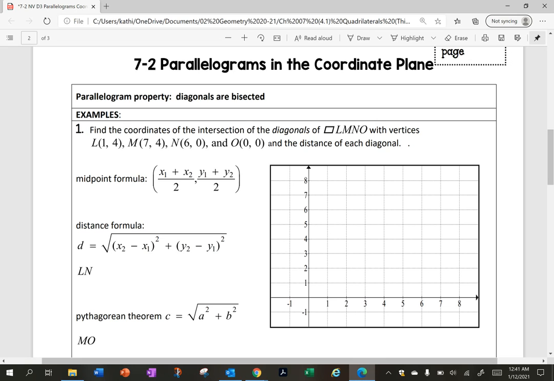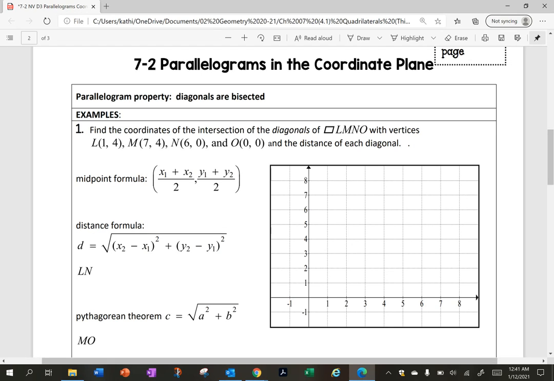Just to review the midpoint formula, I add my two x coordinates and divide by 2, and I add my two y coordinates and divide by 2. The distance formula is the square root of the difference of the x coordinates squared plus the difference of the y coordinates squared. And the Pythagorean theorem is the hypotenuse is the leg squared plus the leg squared, and then I'm taking the square root of that.